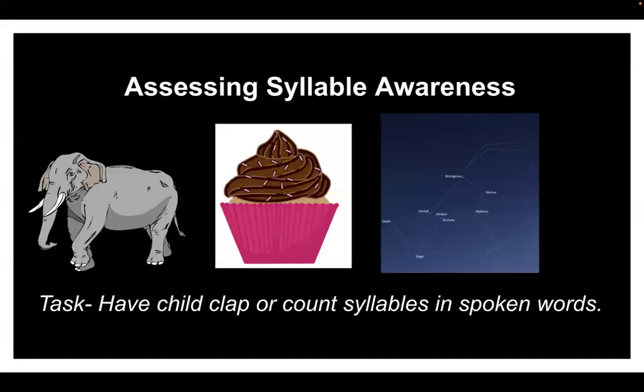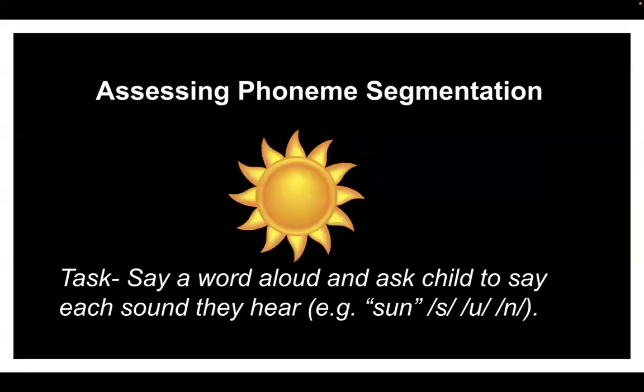If I wanted to assess their syllable awareness, I would probably have some words that I could call out, or a stack of pictures that have multi-syllabic words. Some could be one-syllable words, but I want to definitely mix in some multi-syllabic words like elephant and ask them to clap or count the syllables in those words. So elephant, cupcake, and constellation, right? We might have to teach them what that is, but again, they are not writing these words, they are not reading these words. I'm giving them the word and then asking them to do the task.